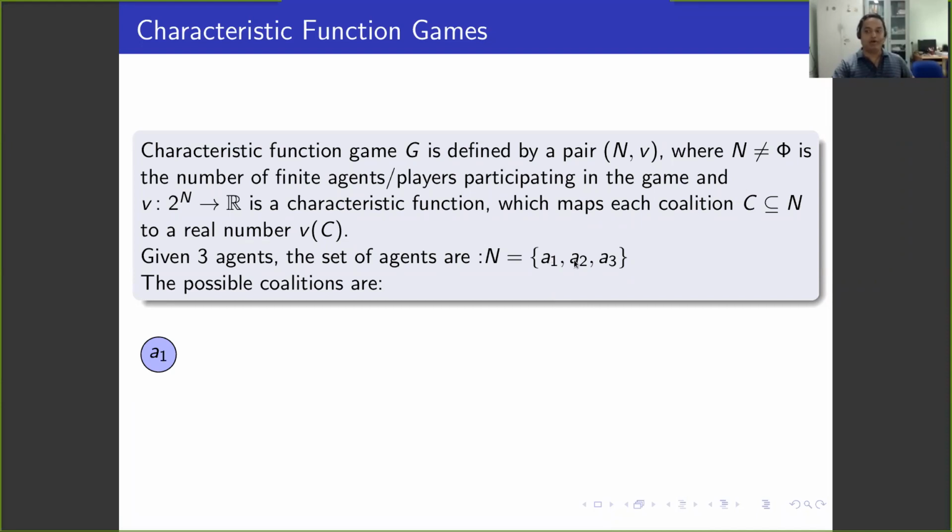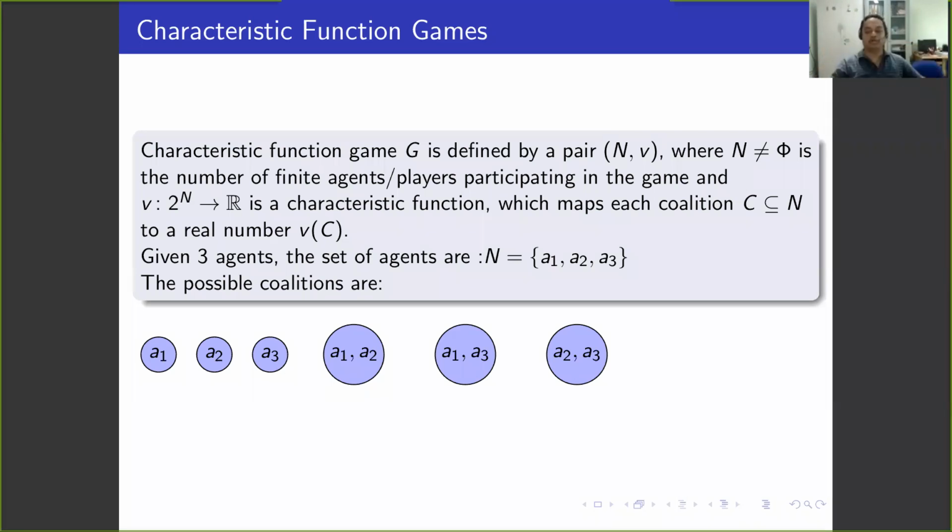We have three agents, A1, A2, A3. There are three people. What are the possible coalitions that can take place? A1 can play alone. A2 can play alone. A3 can play alone. A1 and A2 can join hands. A1 and A3 can join hands. A2 and A3 can join hands. A1, A2, A3 can work together. So these are the possible combinations that these three agents can form.